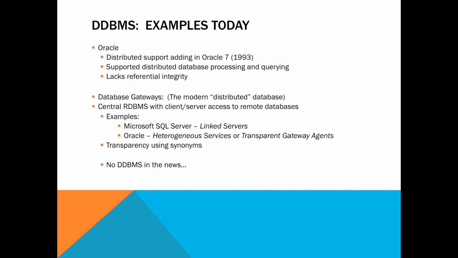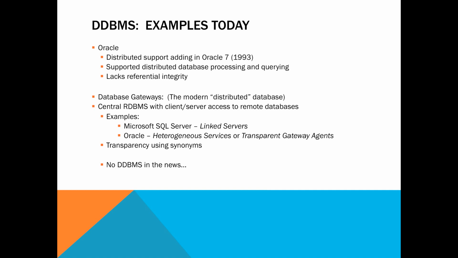Oracle jumped into the distributed game early on, but didn't work the same way. In 1993, Oracle added distributed support to Oracle 7, which was limited to distributed database processing and distributed querying. And even today, Oracle doesn't support relatively simple database constructs such as referential integrity across databases. In modern relational databases, the distributed feature set is essentially limited to database gateways.